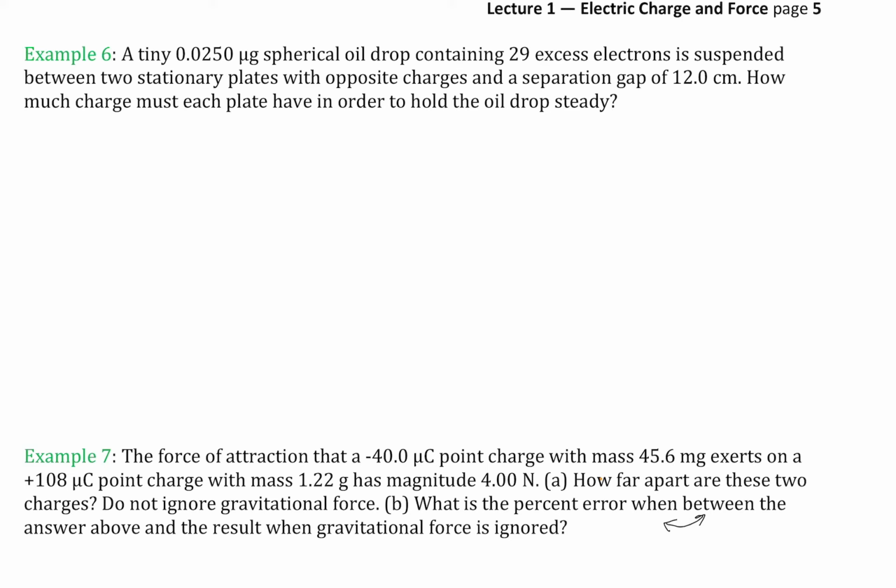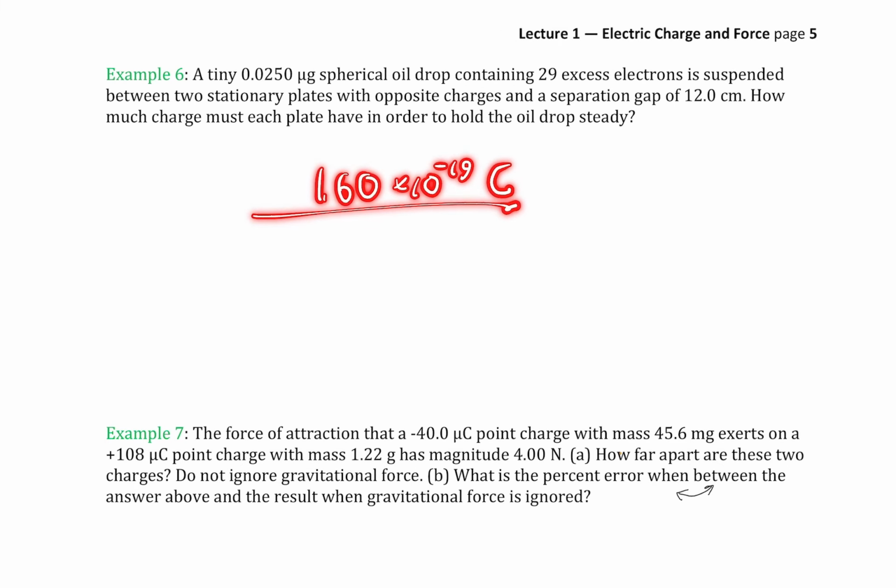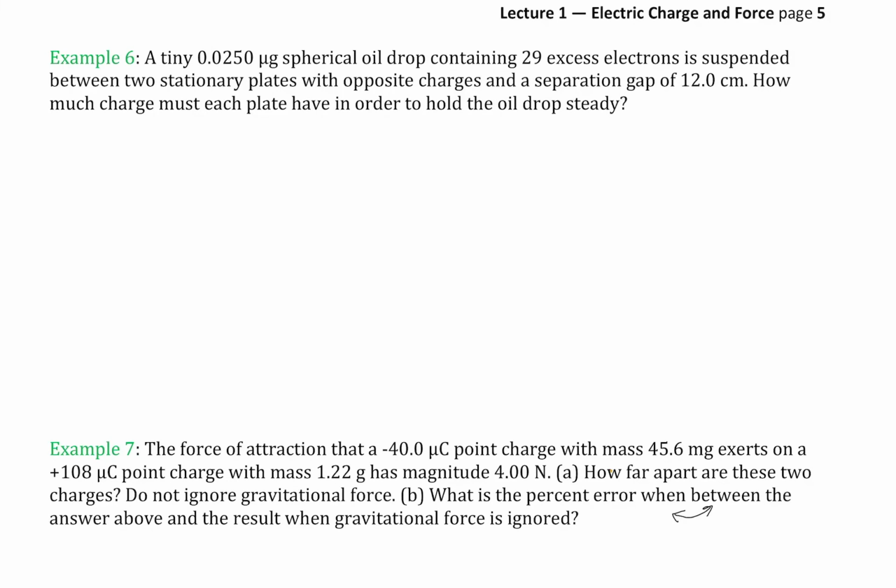Example 6. A tiny 0.025 microgram spherical oil droplet contains 29 excess electrons. Oh, wow, 29 electrons. Well, remember, 1.6 times 10 to the negative 19 coulombs is the charge of a single electron. So if you have 29 of those, then you've got something on the order of 10 to the negative 14, 10 to the negative 15, whatever. Right around there. So that's like a thousandth of a trillionth of a coulomb. That's a lot smaller than 1 coulomb. That's a lot smaller than even a microcoulomb. It's a millionth of a microcoulomb. So it's even smaller than that, actually. The point being that it's a very, very small amount of charge.